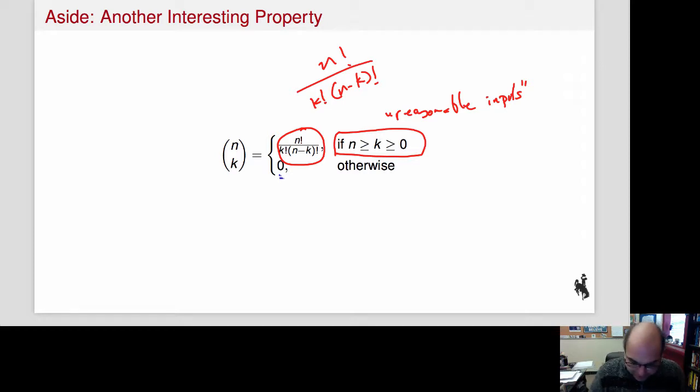Kind of as a bonus, when we define it this way, we can only do it when we assume that the numbers are reasonable going in. In fact, we need to be careful, and if they're not reasonable, then the answer has got to be 0. Otherwise, things start falling apart.